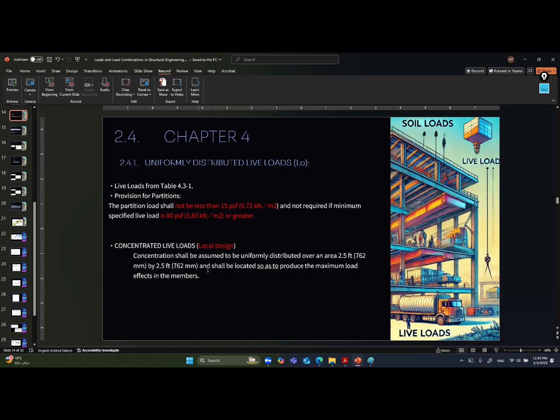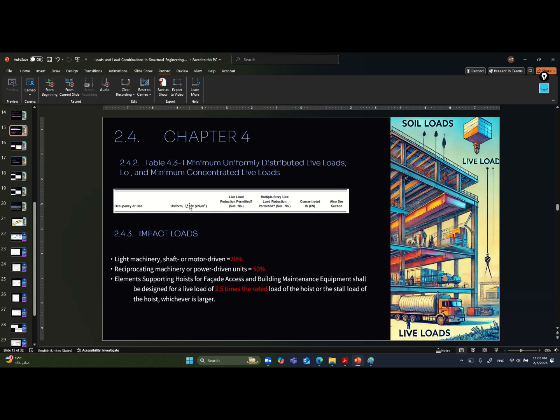Concentrated live load, as I mentioned, is for local design, and it will affect an area of 2.5 feet multiplied by 2.5 feet. It is a square. The table I mentioned here depends on the occupancy or use. That is the uniform live load, and the live load reduction tells you it can be or cannot be. For the assembly areas, there will be no live load reduction.